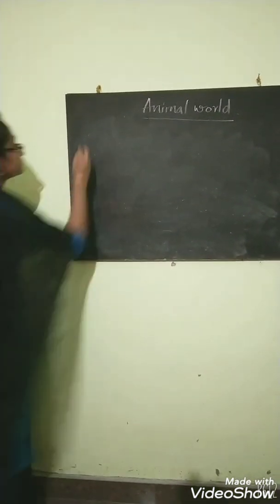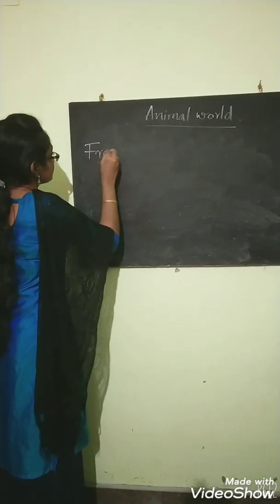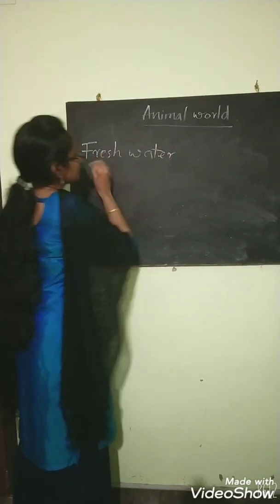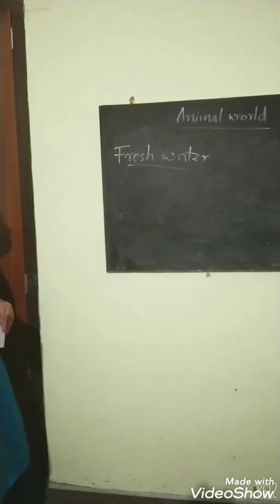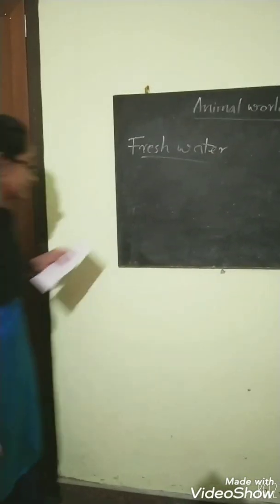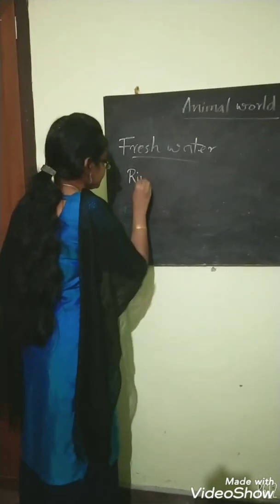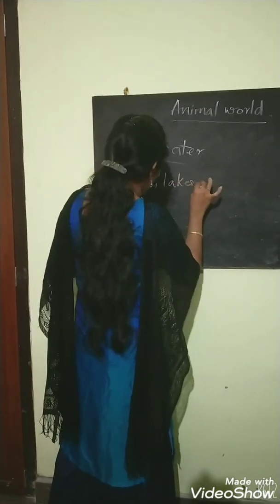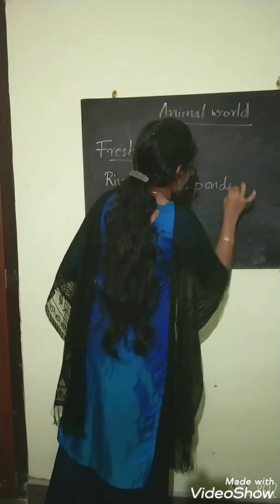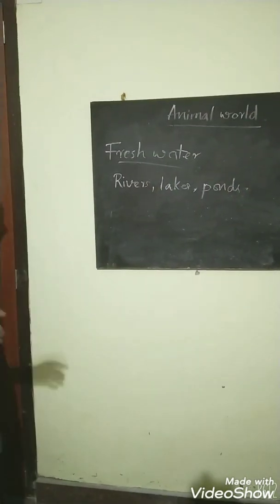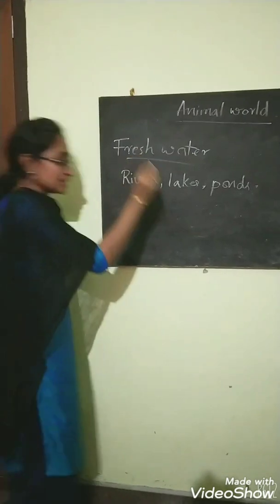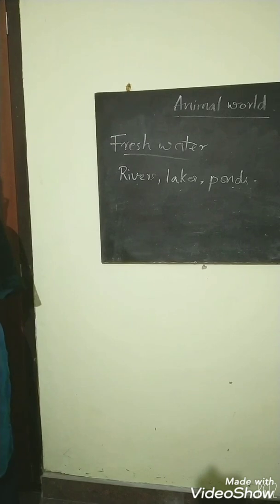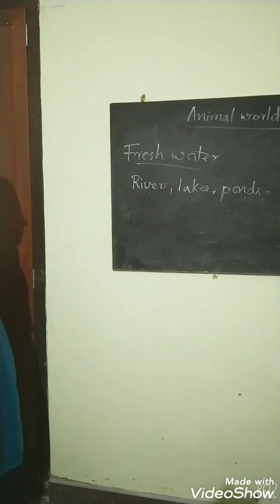The next habitat is freshwater. Now the question is, what is freshwater? Freshwater includes rivers, lakes, ponds, etc. So which animals live in freshwater? That is the next question.